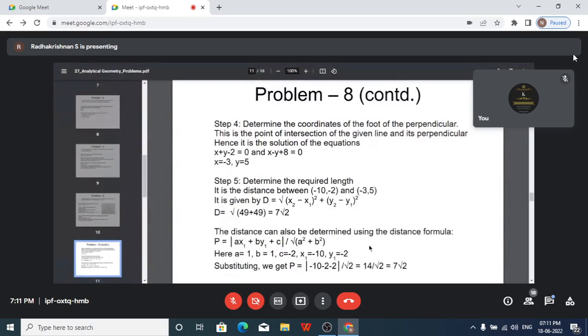But anyway, since I need the coordinate of the foot of the perpendicular, if we do it by the first method we get the coordinate, and it is very easy there. This distance formula need not be used at all. Right? So, any questions? Did you understand this? Yes, sir.